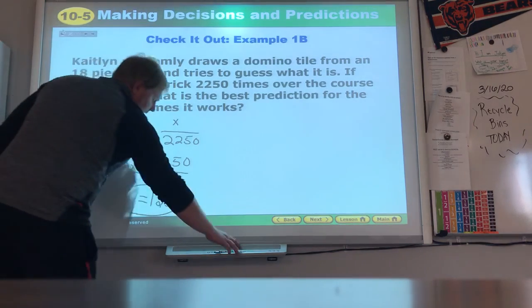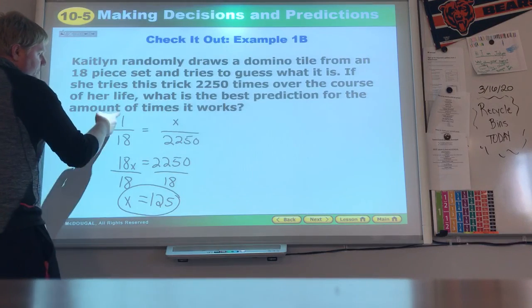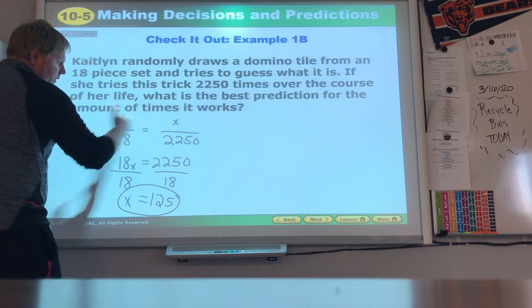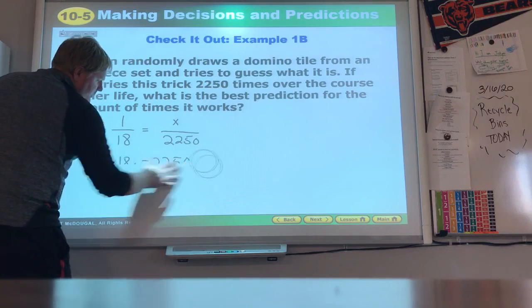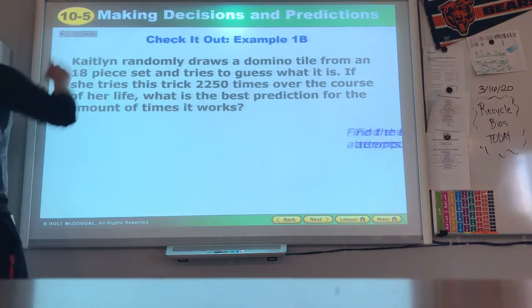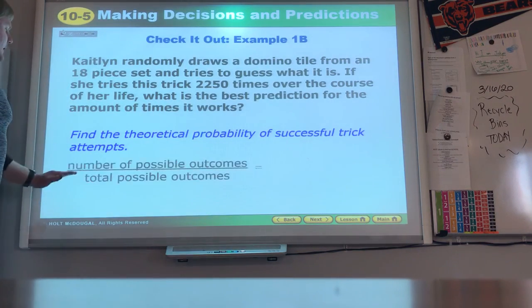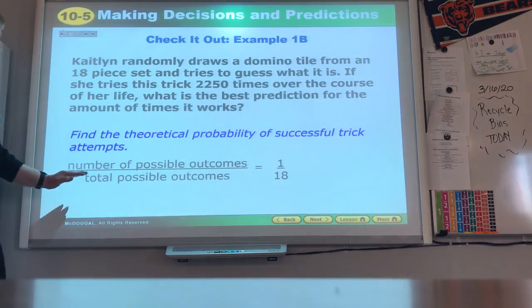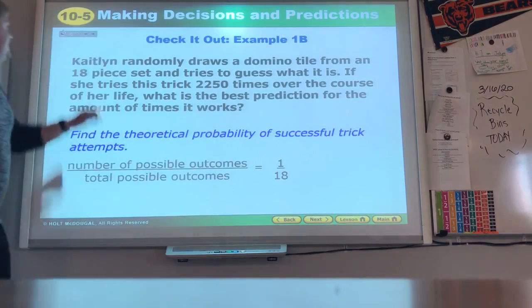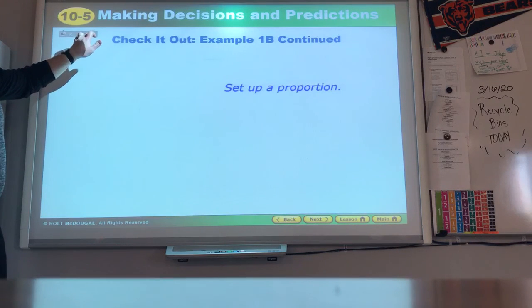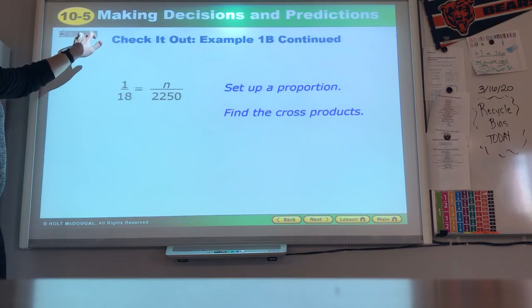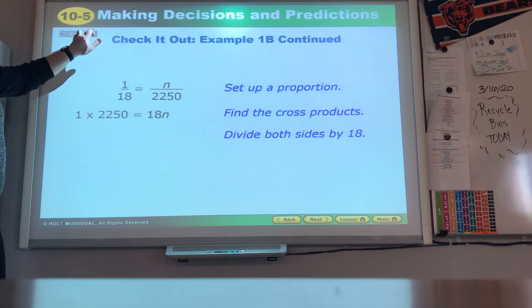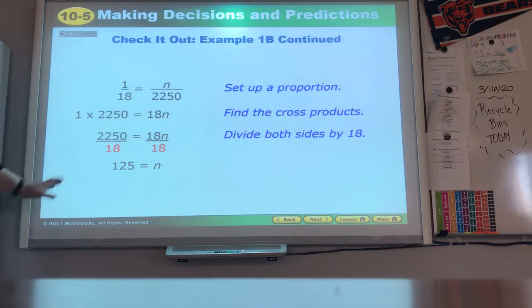All right. Let's see how we did. Desired over total. Desired over total. We can do our cross products. Let's see what we came up with. All right. Number of possible outcomes, 1 to be right. Possible outcomes total, 18. Can't reduce that, so we set this up. Hey, I think we did that before. They did the cross products, now they divide by 18, and they get 125 times that she would be right out of that 2,250 times. All right?